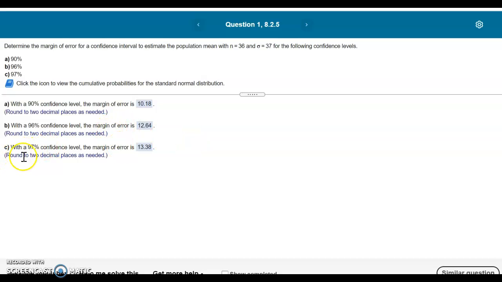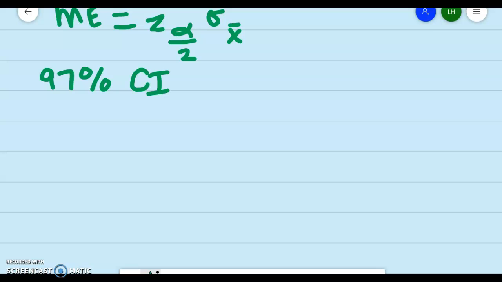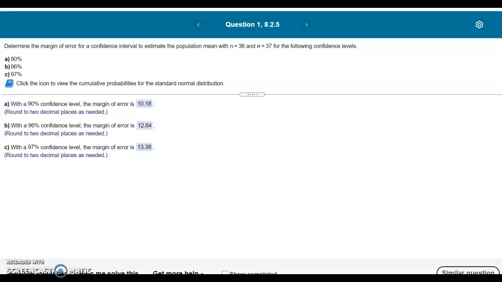Okay, so I'm going to look at part C, the 97% confidence level when you have n equals 36 and the standard deviation is 37. So let me see if I can get back here. Okay, so we know that the standard deviation is equal to, let me see, I had that written down somewhere. Let me go back, I apologize. So n is 36.